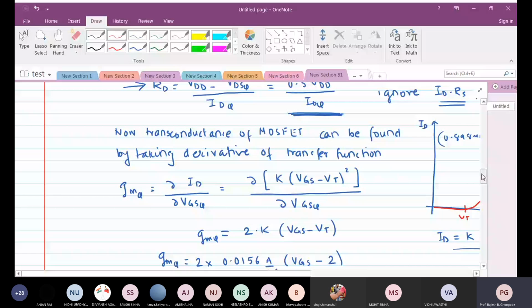Now transconductance, we already know the equation for transconductance, that is the transfer characteristics. This is VGS, this is ID. So at a particular given point, I am supposed to find the slope. The slope is going to give me the transconductance. All right, so something like this.